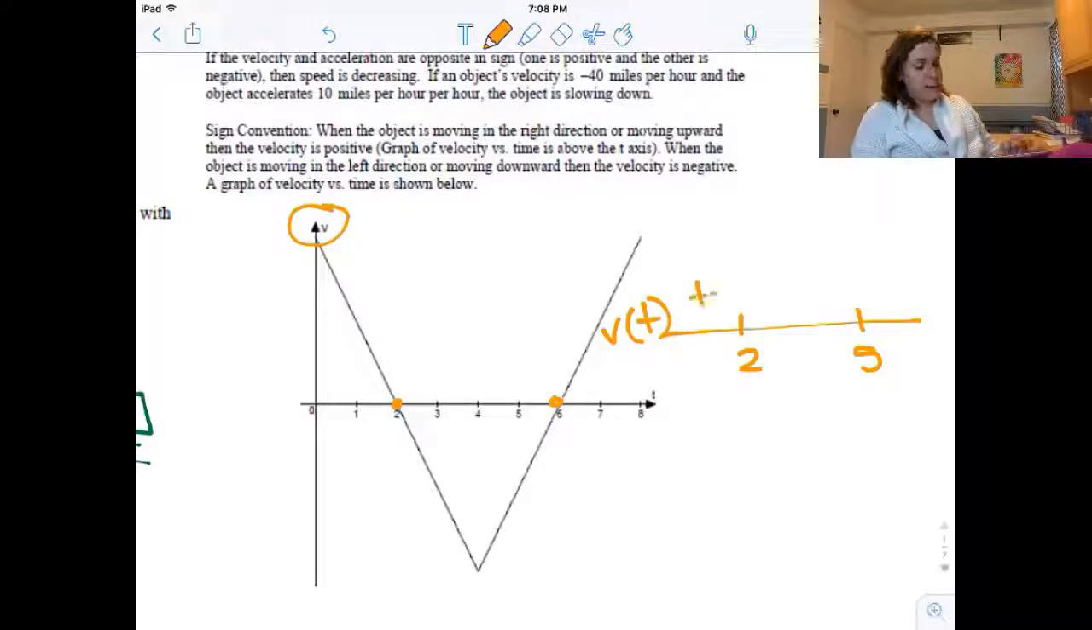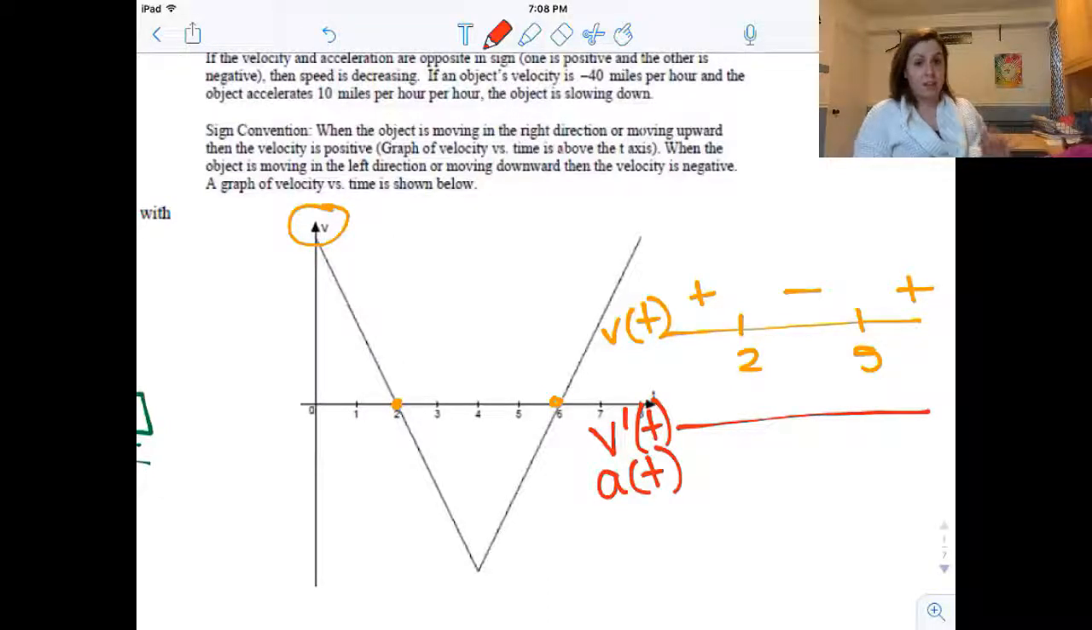Before 2, it is positive. After 2, it's negative, and then it's positive again. So that's my sign chart for velocity. I'm going to throw on this the values for v prime of t, which is a of t. And notice I'm not just calling it a of t, because a of t doesn't mean anything unless I define it in terms of v here.